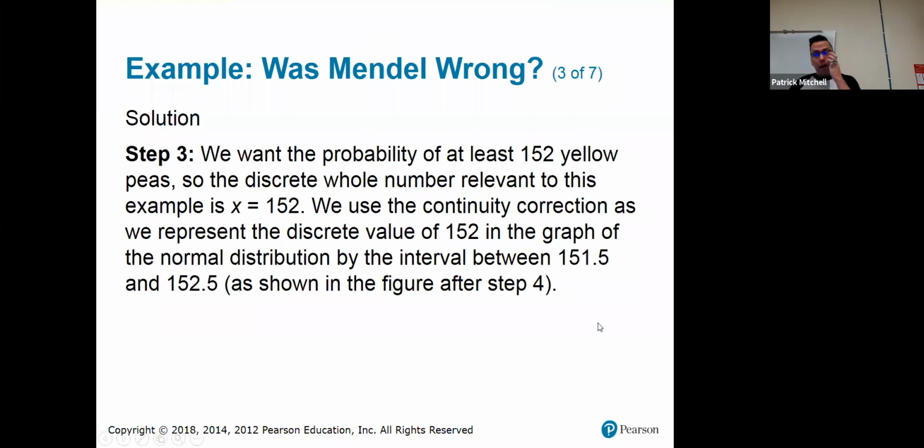All right, so we want the probability of at least 152 yellow peas. Remember, again, binomial is a discrete random variable. And so the relevant whole number in this example is x equals 152. So what we're getting ready to talk about now is the continuity correction. And I have drawn my own picture for that. I have my own system for the continuity correction. It really works for me. Hopefully it'll work for you.